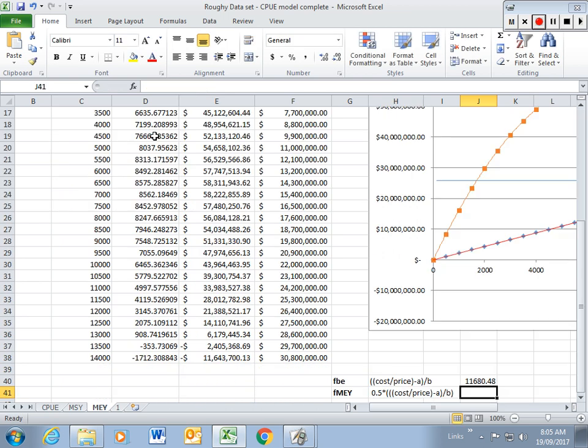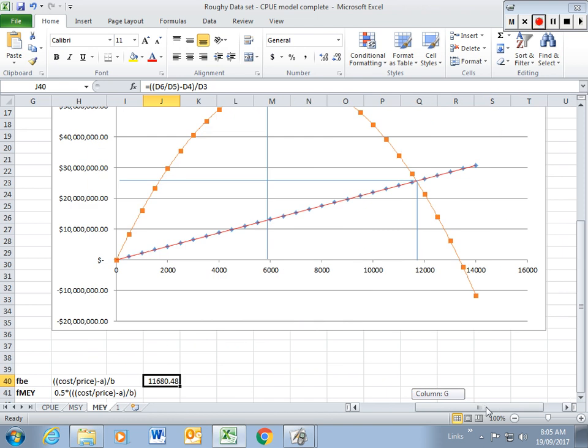And then we press enter, and it's going to give us our FBE at roughly 11,680 toes, which isn't too far off where we would have thought it would have been. I think I might have said about 11,800, but I'm pretty happy with that. It's pretty within the ballpark.